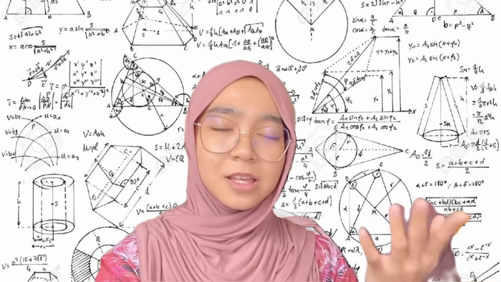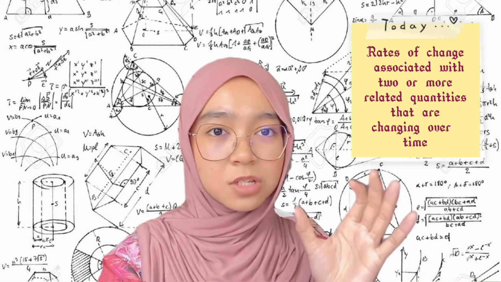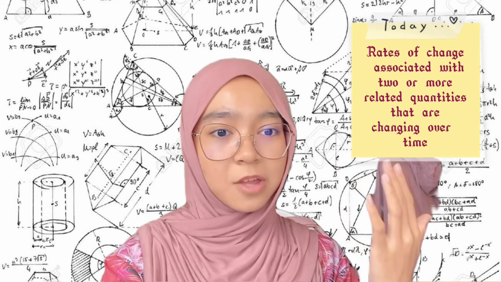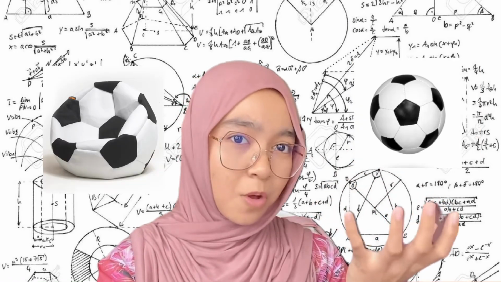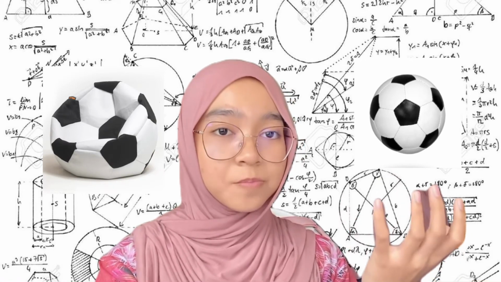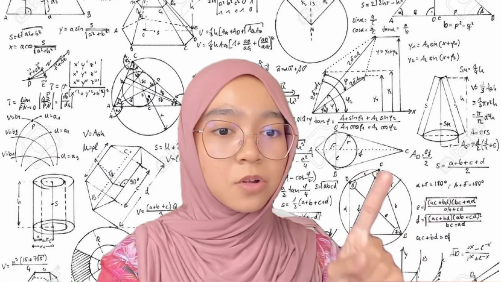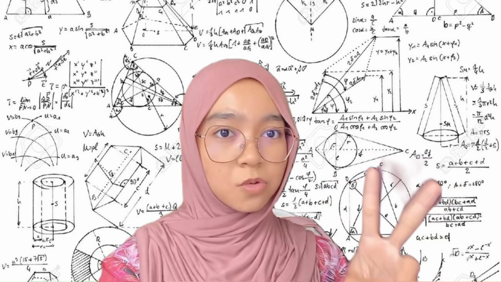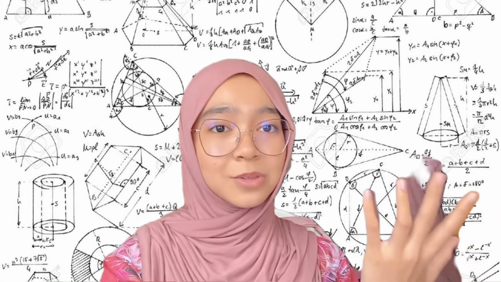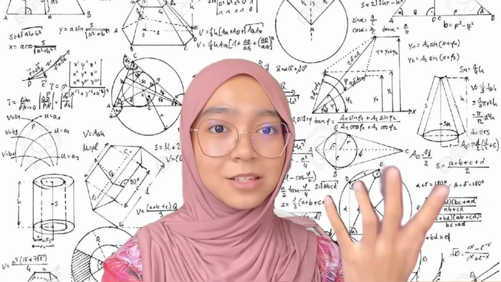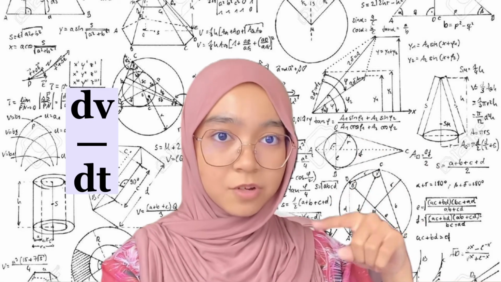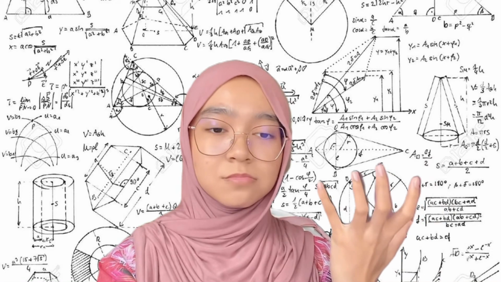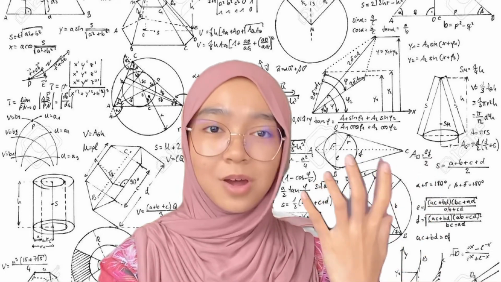What are related rates? Related rates are rates of change associated with two or more related quantities that are changing over time. For example, a spherical ball is being filled with air. Both the radius and volume of the ball are increasing. The rate of change in the volume V is related to the rate of change in the radius r. In this case, dV over dt and dr over dt are related because V is related to r.